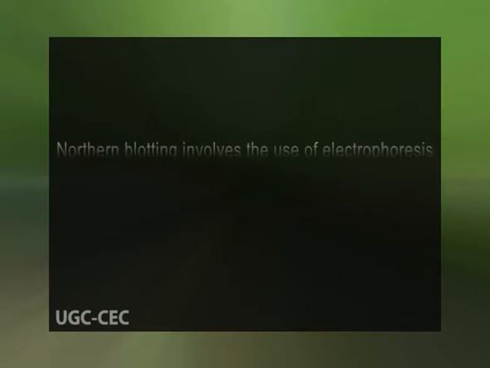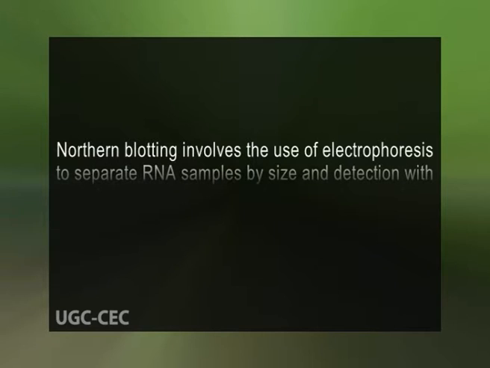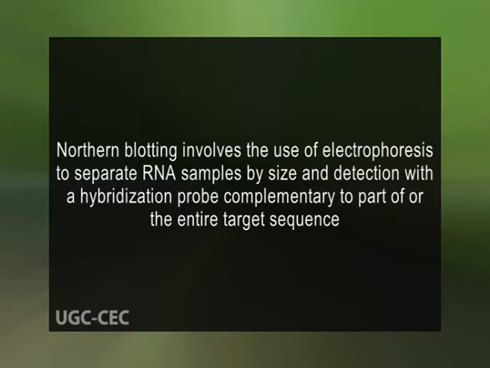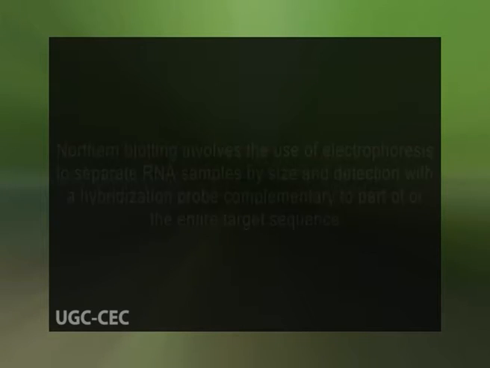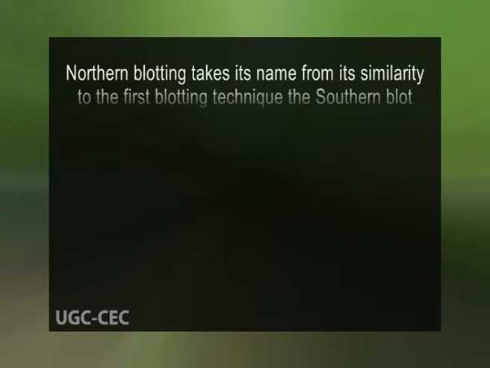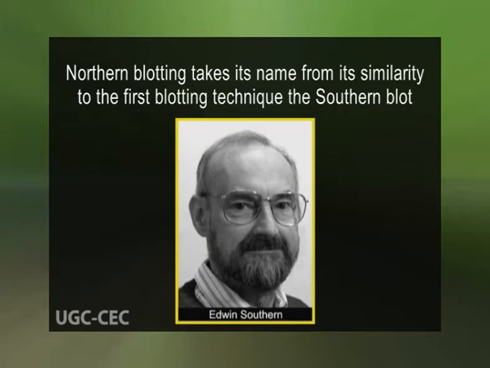Northern blotting involves the use of electrophoresis to separate RNA samples by size and detection with a hybridization probe complementary to part of or the entire target sequence. Northern blotting takes its name from its similarity to the first blotting technique, the Southern blot, named for biologist Edwin Southern. The major difference is that RNA rather than DNA is analyzed in the Northern blot.